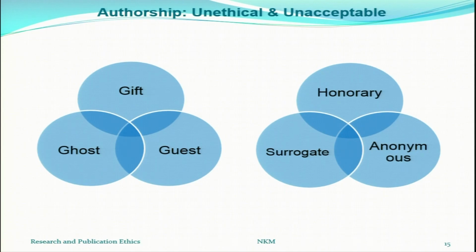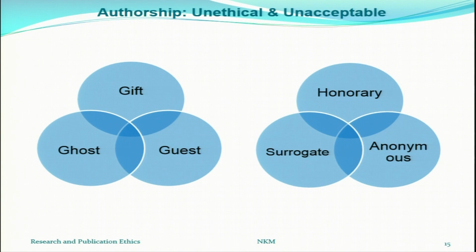Now, let's try to understand some unethical and unacceptable authorships. Here we are trying to analyze six different types of authorship which are usually observed in research practices, but they are unethical, and illegal also, in research practices.